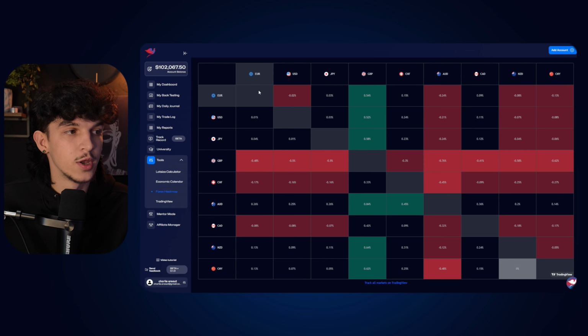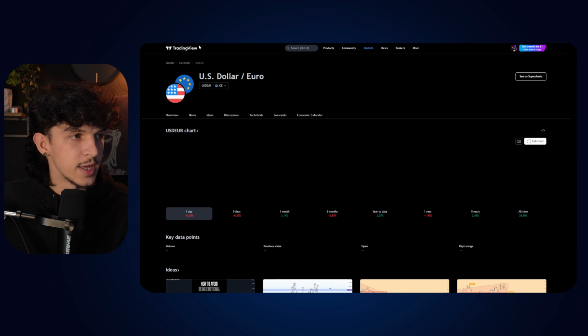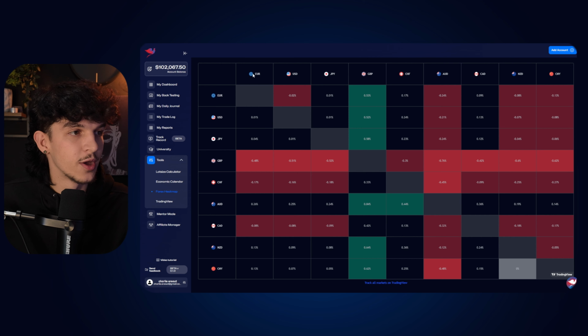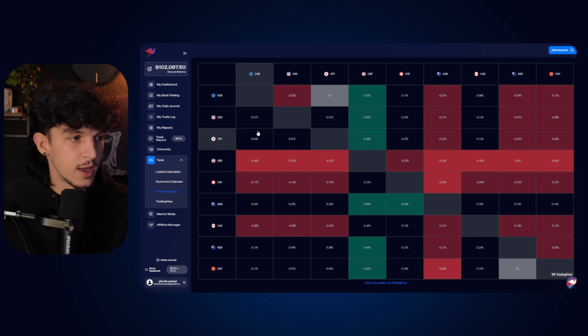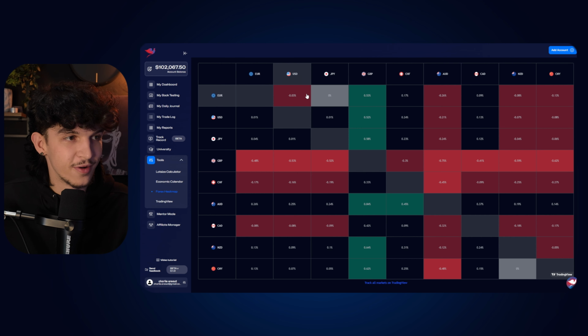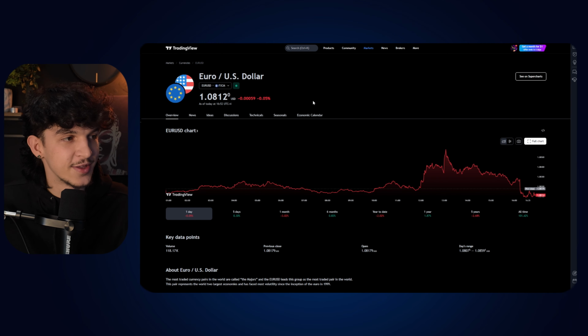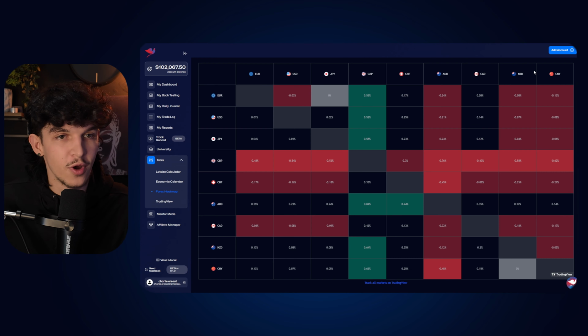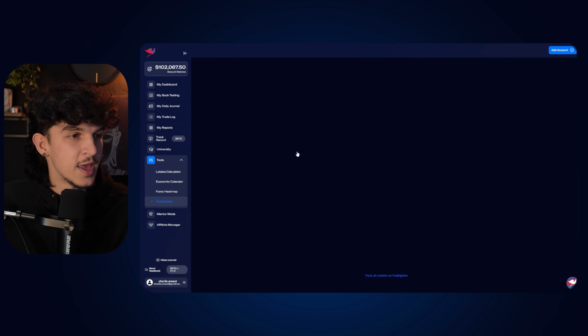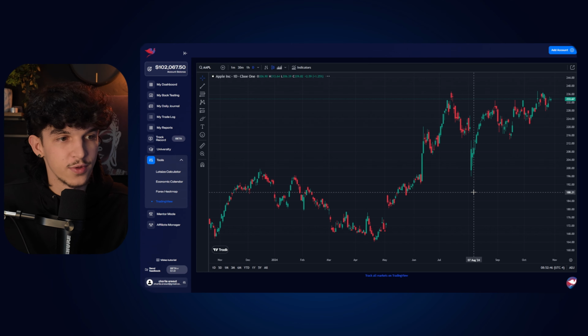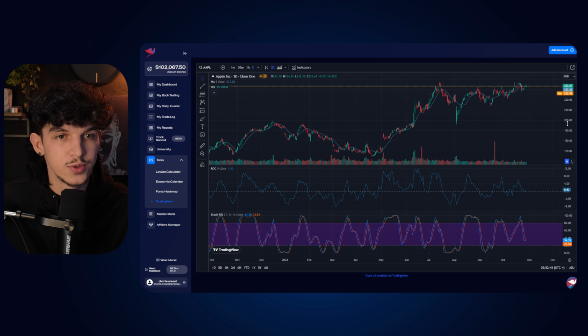And for me, if I want to look at Euro USD here, the primary is on the left side and the secondary is on the top. It will give us a chart on TradingView there. So that's brilliant. So primary on the side, secondary on the top. And then we, of course, have TradingView. So we have TradingView charts for you guys to use.